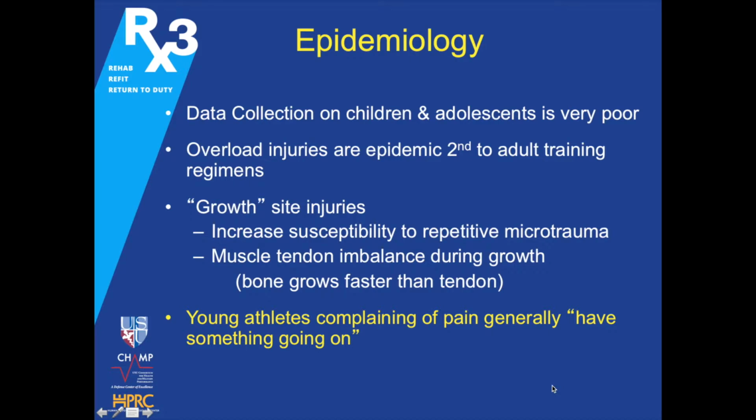Unfortunately, the epidemiology for musculoskeletal injuries in children and adolescents is very poor. What we do know, though, is that the epidemic proportion of injuries we are seeing are usually due to adult training regimes. And we know that growth is a unique site for injuries because it has increased susceptibility to repetitive microtrauma. Likewise, we know that bone grows faster than a tendon, so there's a relative muscle-tendon imbalance during growth.